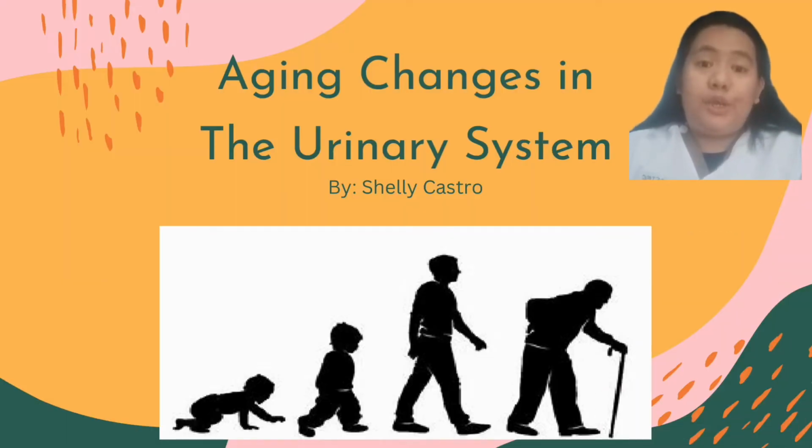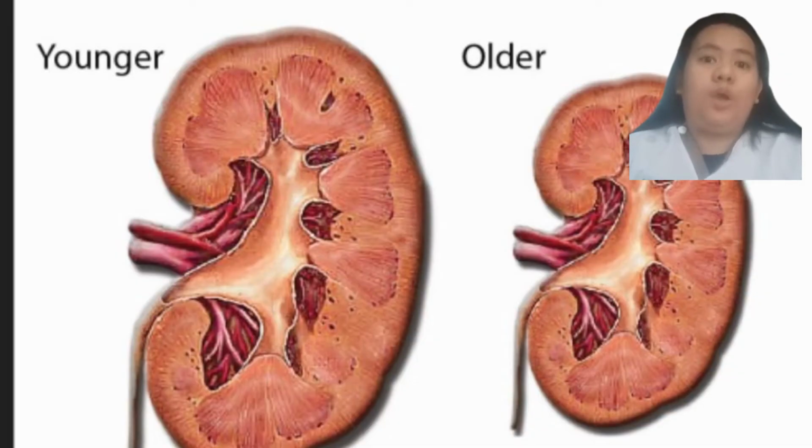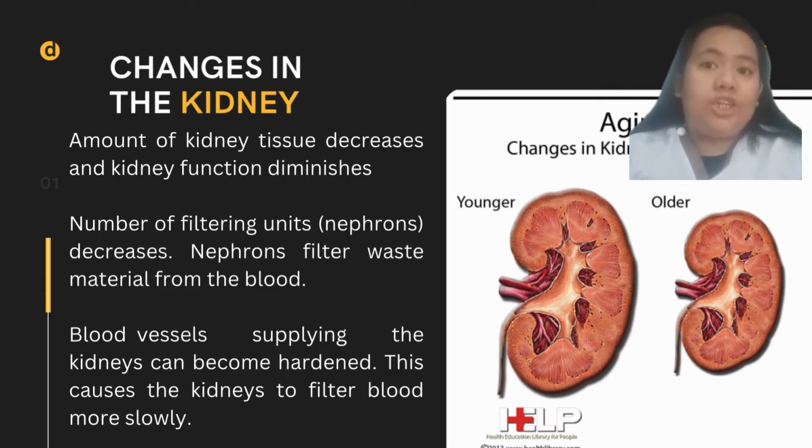Aging changes in the urinary system. As we age, it's not only our physical appearance that changes, but also our organs. In our urinary system, our kidneys and bladder change as we age, and this also affects their function.